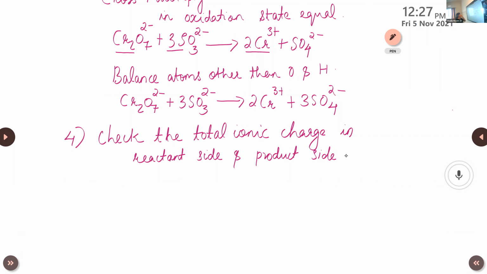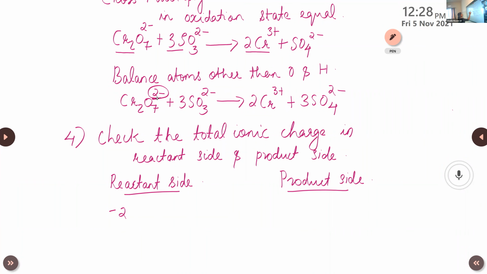Okay. Total ionic charge. So first we can find out the total ionic charge in the reactant side, then the product side. So you tell me, what are the charges present in the reactant side? In Cr2O7 it is 2 minus, right? So here we can write -2. That's the charge present in Cr2O7, -2.